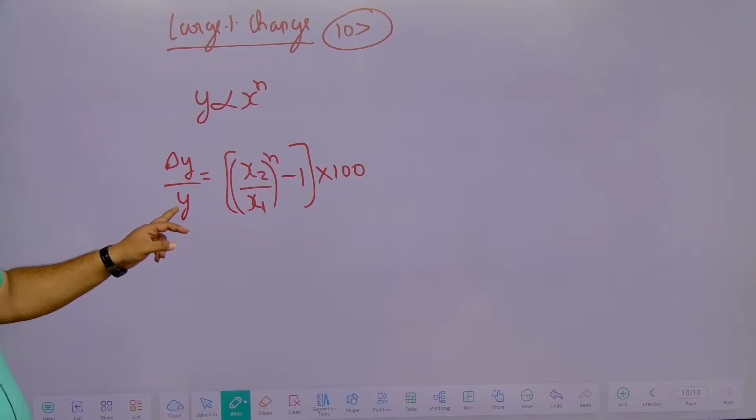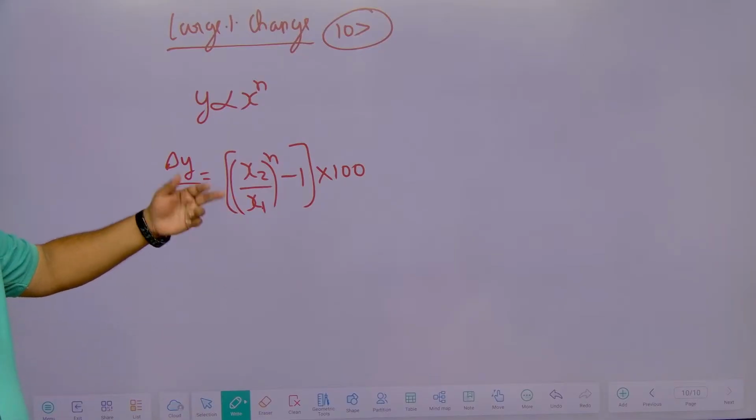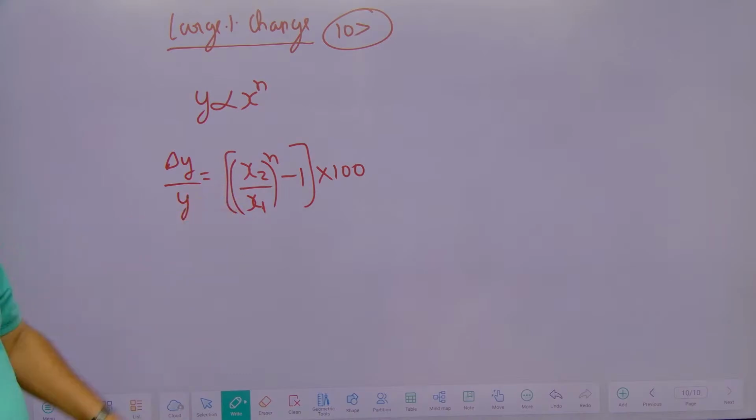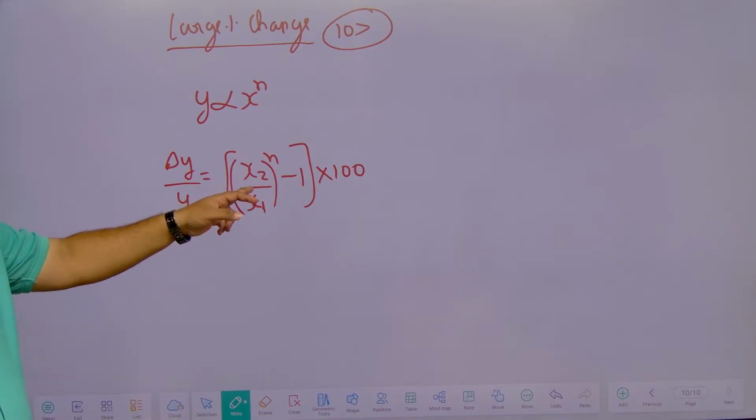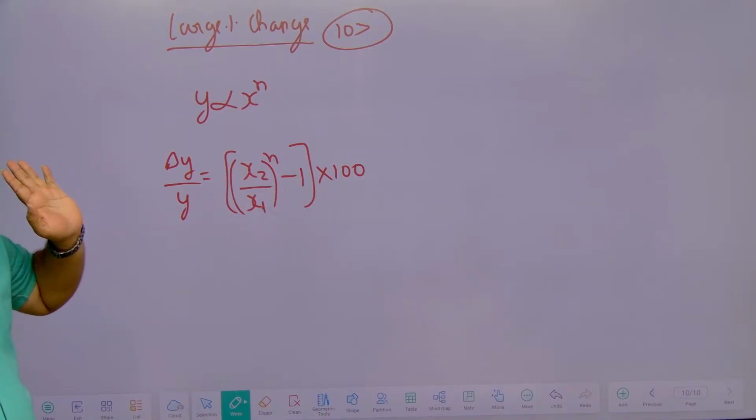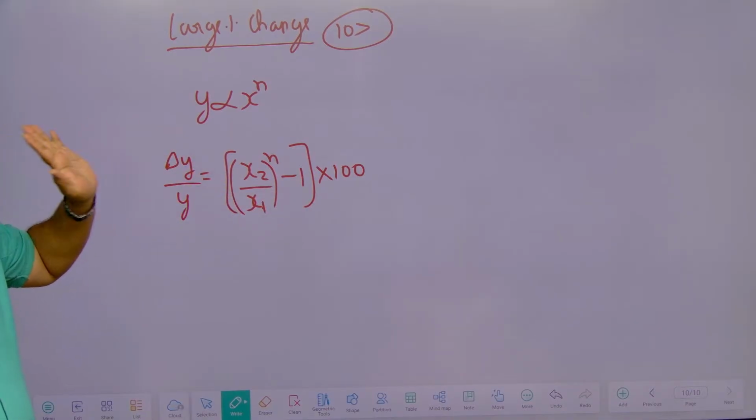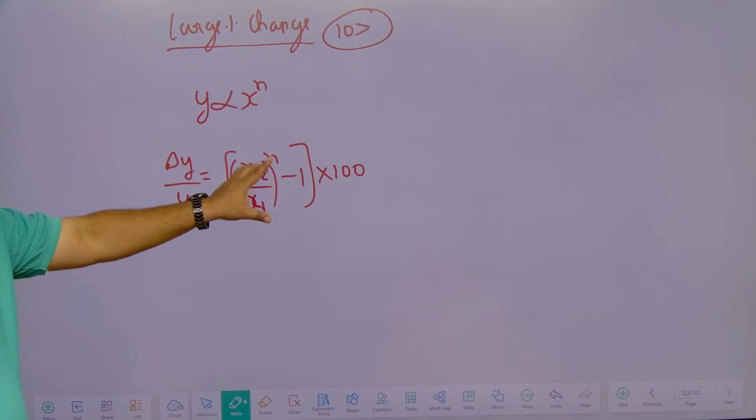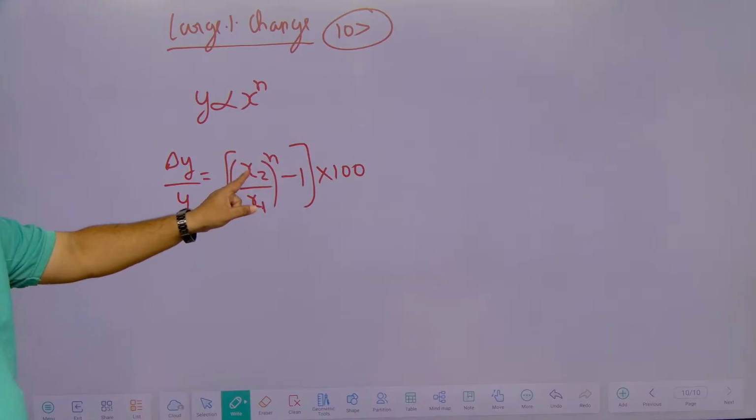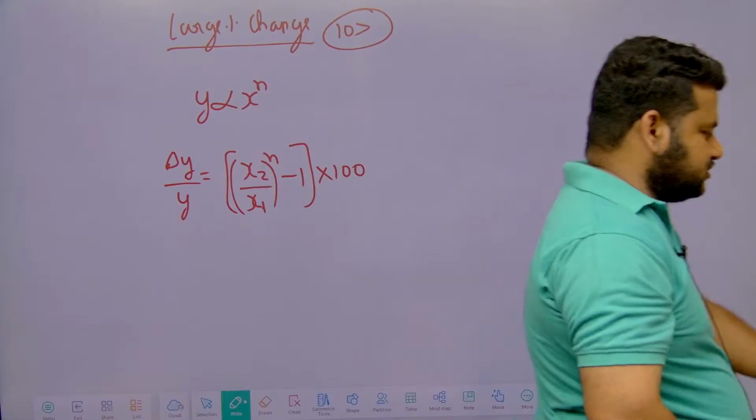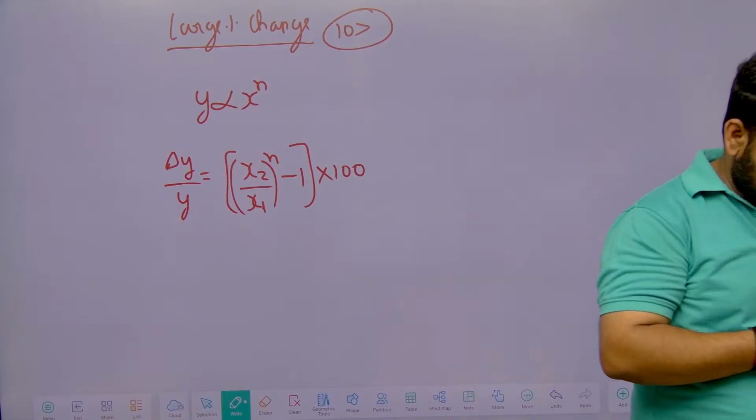Delta y by y is nothing but equal to x2 by x1 to the power of n minus 1 into 100. x2 is the new value, x1 is the original value. Suppose the current was 10 amperes. Now it has become 10.1 amperes. New value is 10.1. If there is large change, only this formula you have to remember: x2 by x1 whole to the power of n minus 1 into 100. Write this down. Based on this, we will solve some questions, then you will understand the applicability of this concept.